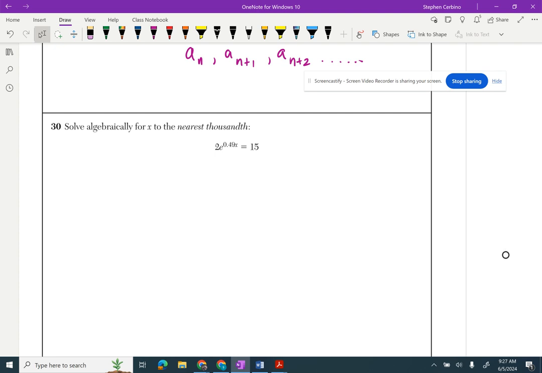So the first thing we're going to do is go ahead and divide away the 2 because we want to isolate the exponential part. So I want to isolate this e to the 0.49x, and I get 7.5 here. I'm going to leave 7.5 because it's a nice decimal. If it was a repeating decimal or a really long, nasty decimal, I'd probably change it back to a fraction. Then since the base is e, we're going to take the natural log of both sides.